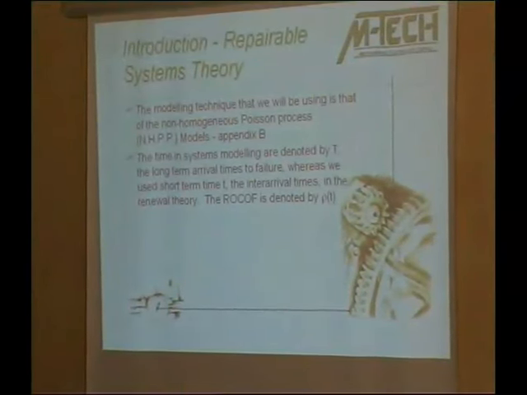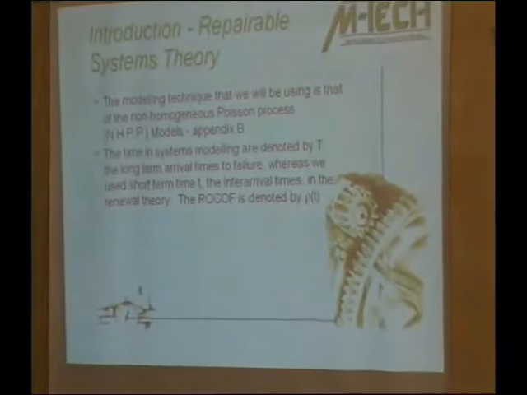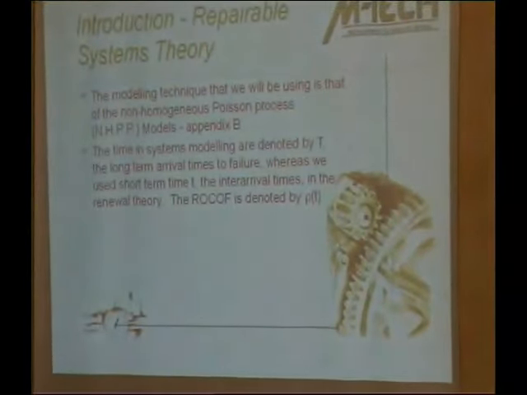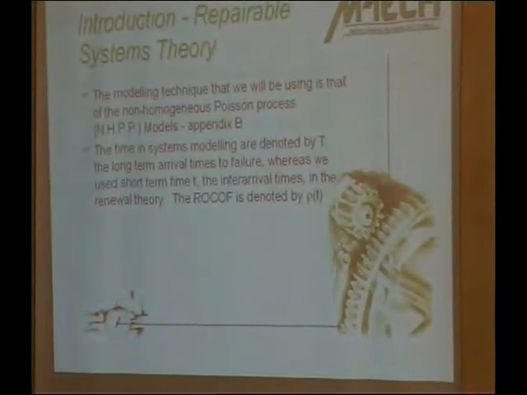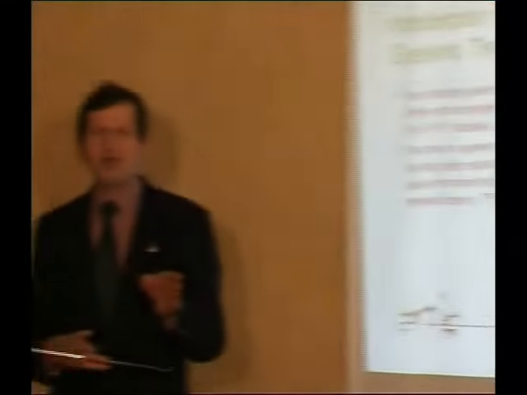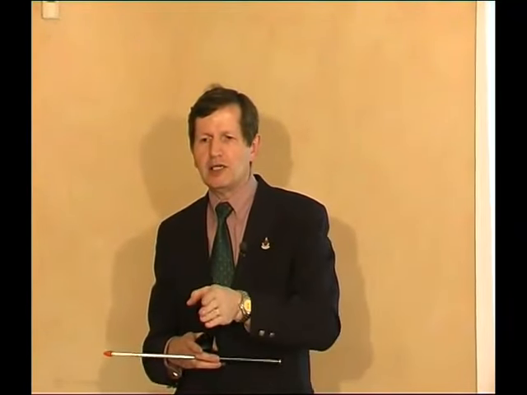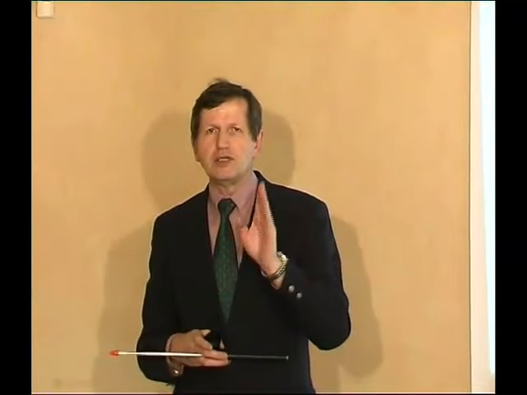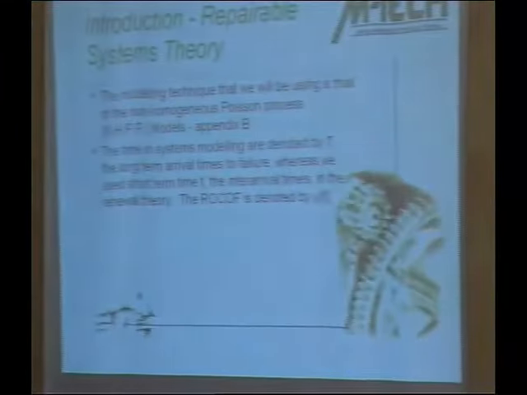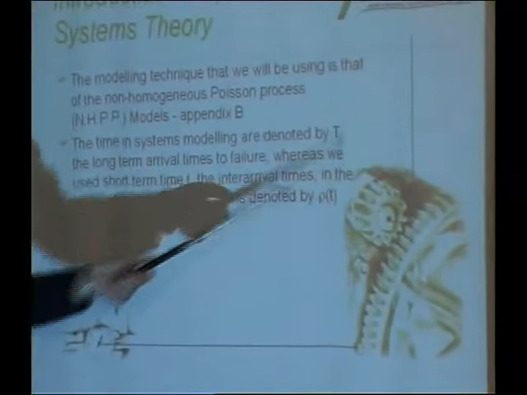Now, in systems modeling, the time is denoted by T, the long-term arrival times to failure, whereas we use the short-term time, t, the inter-arrival times, in the renewal theory. In other words, we now use a capital T for long-term time or the arrival time to failures, whereas we use small letter t or the inter-arrival times in the renewal theory. And the ROCOF we denote by ρ(t), where that specific t that we have there, which is a small little t, should be a capital T.